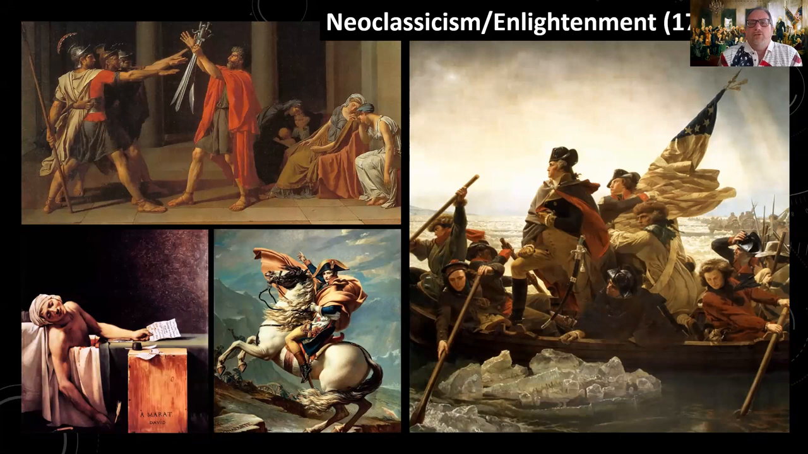As you can see behind me, we're at the signing of the Constitution. So we've actually gone back in time to Independence Hall in Philadelphia. Today, we'll be covering the Enlightenment period and Neoclassicism.